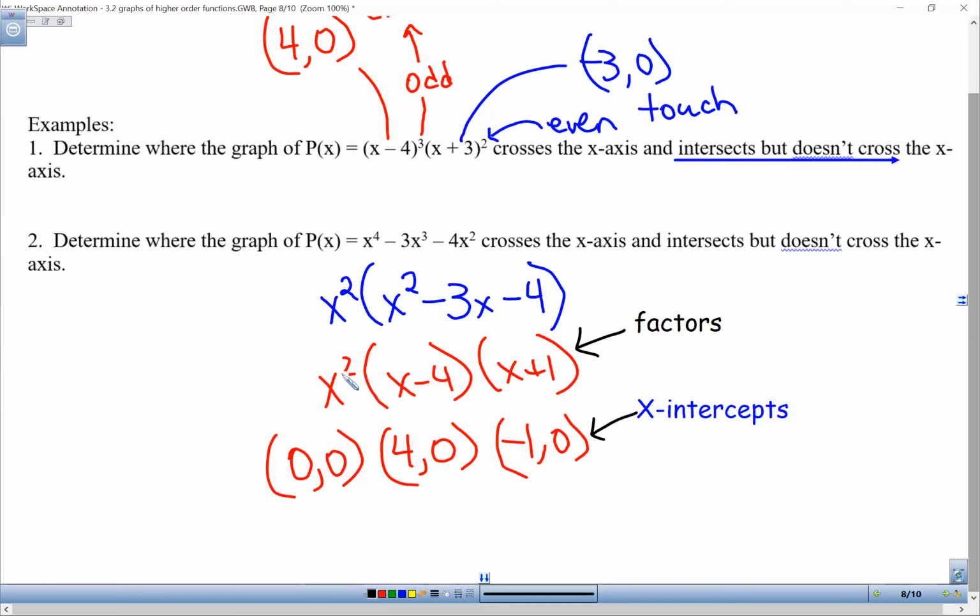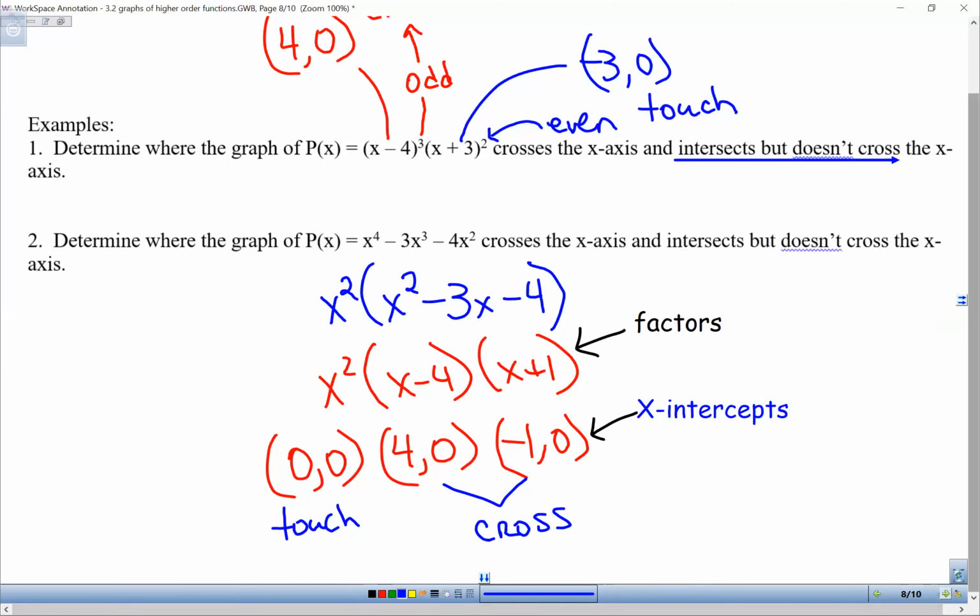So the x squared, there's two of those. That means at 0, 0, the graph is going to touch. And at 4, 0, and 1, 0, they each happen one time. So at these 2 points, the graph is going to cross. So we've got left and right behavior. We have our intercepts. We have what happens at the intercepts, or the behavior at the intercepts. Now we're ready to graph it.